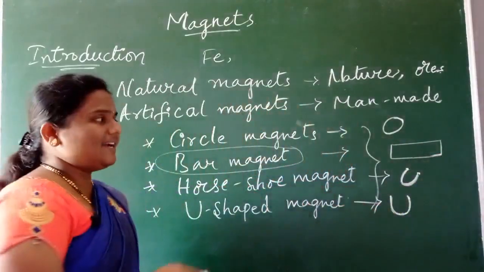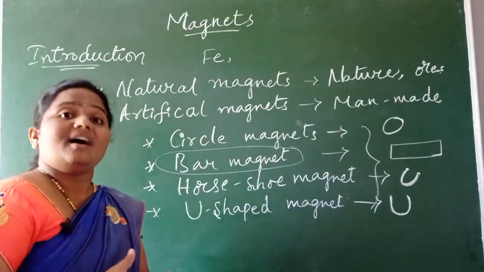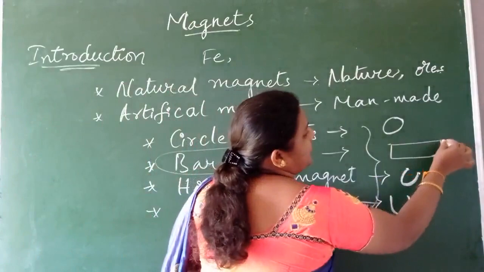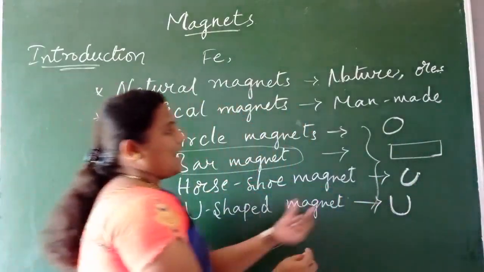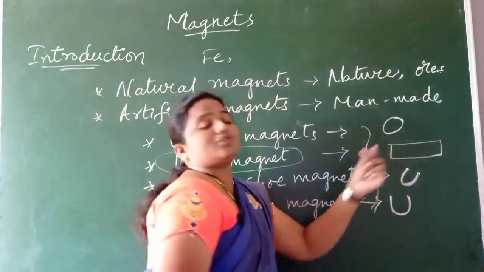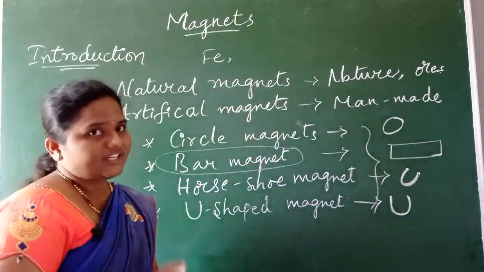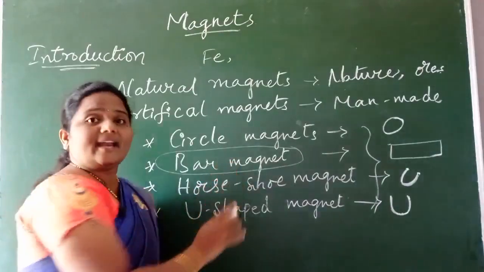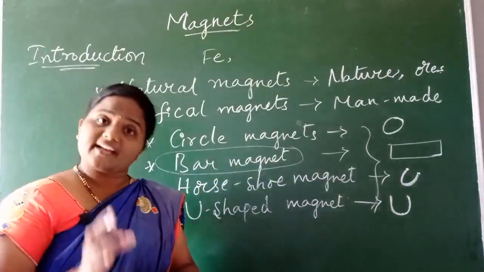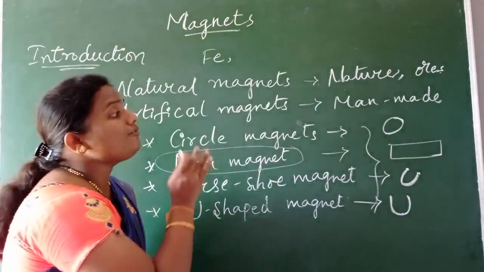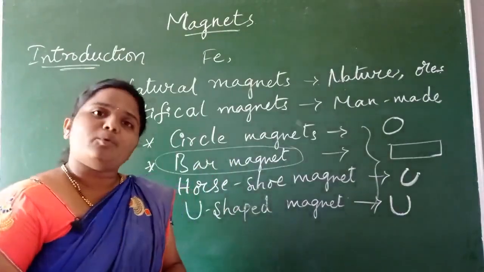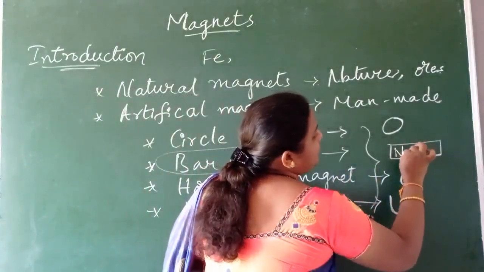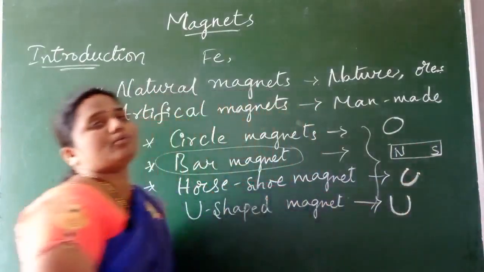Understanding, children, my point? It is a longer one and it is rectangular in shape with uniform cross section at both the ends, children. At this end and this end, you will find uniform cross section. Got it, children? Is it clear? A bar magnet is also a type of magnet which is long and rectangular in shape with uniform cross-sectional area at both the ends.